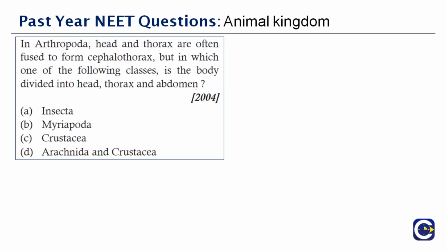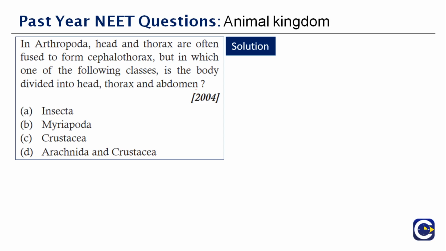In Arthropoda, head and thorax are often fused to form a cephalothorax, but in which one of the following classes is the body divided into head, thorax and abdomen? So basically we need to discuss first what is Arthropoda. They are invertebrate animals having an exoskeleton, a segmented body and a pair of jointed appendages. Arthropods form the phylum Arthropoda, which includes insects, arachnids, myriapods, and many more. So this is the introduction about Arthropoda.